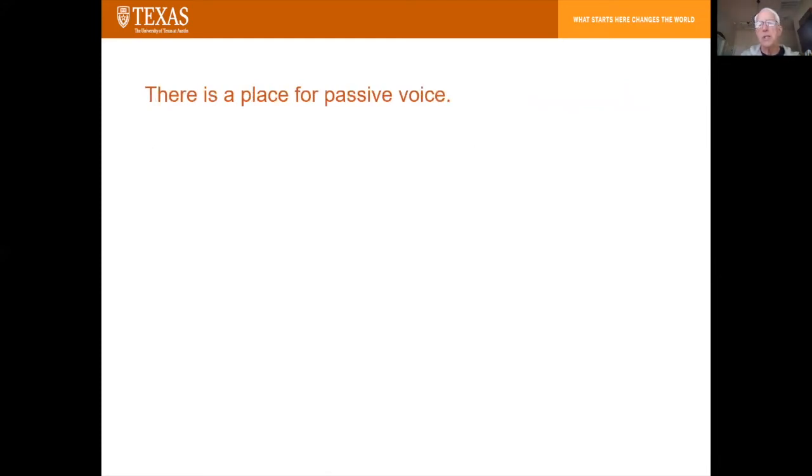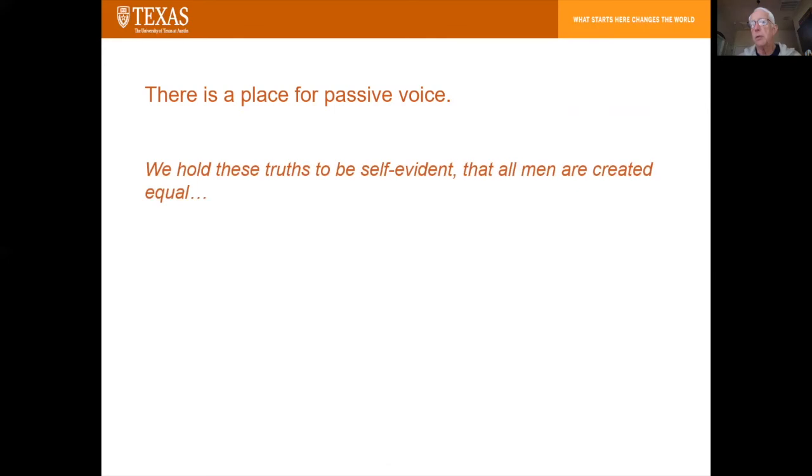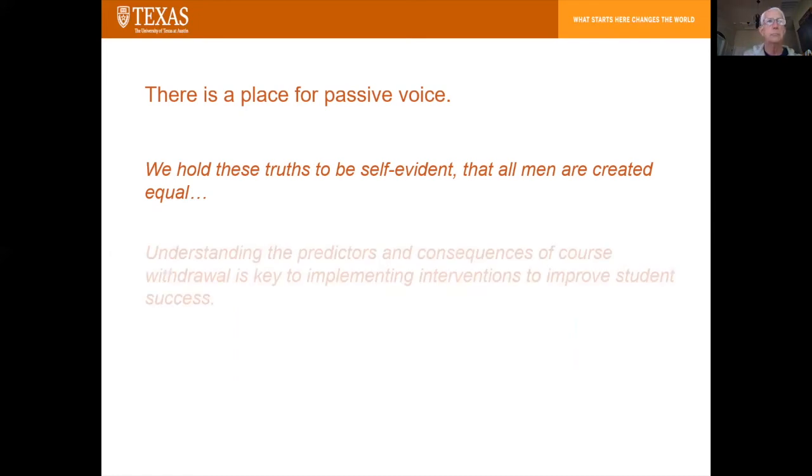Well, I've decided that there is a place for passive voice, and let me give you 3 examples. The first example comes from our Declaration of Independence. We hold these truths to be self-evident, that all men are created equal. And I believe that our forefathers wrote this in passive voice because they wanted to emphasize men are created equal, as opposed to saying something like that God created all men equal. So if we want to put the emphasis on a certain person, a certain group, or a certain thing, we can use passive voice in a very effective way to do that.